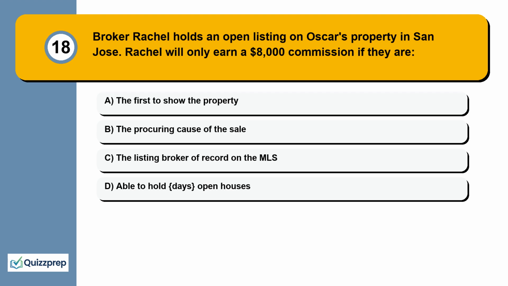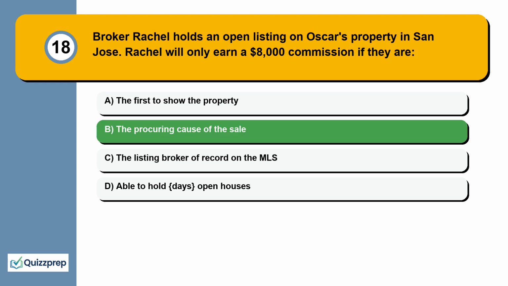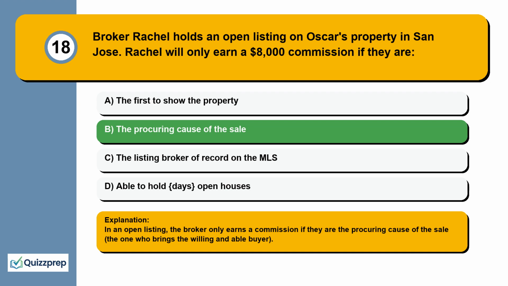Question 18. Broker Rachel holds an open listing on Oscar's property in San Jose. Rachel will only earn a $8,000 commission if they are the first to show the property, the procuring cause of the sale, the listing broker of record on the MLS, able to hold open houses. In an open listing, the broker only earns a commission if they are the procuring cause of the sale, the one who brings the willing and able buyer.